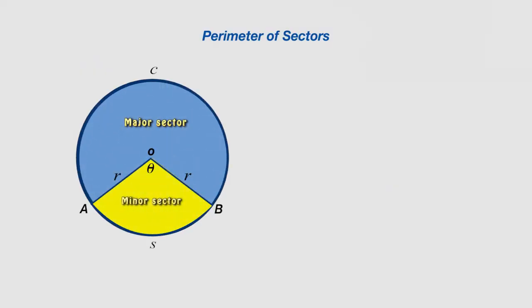Now we want to go on and look at the perimeter of sectors. Anytime we draw 2 radii from the center of a circle, it divides the circle into a major and a minor sector, as you can see in the diagram.